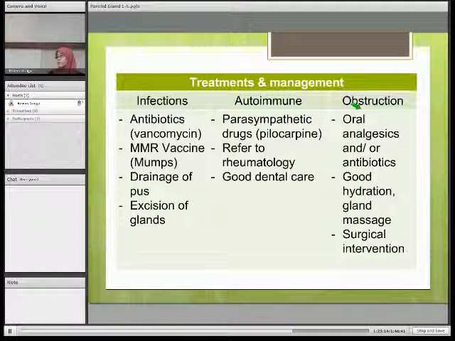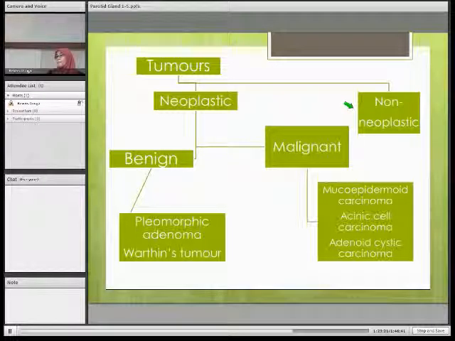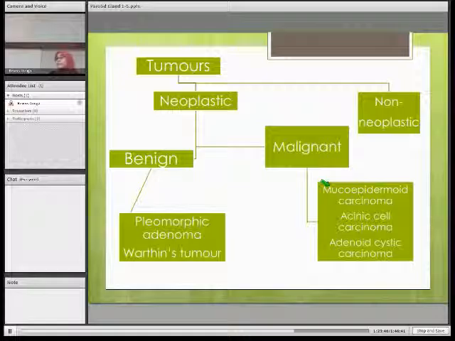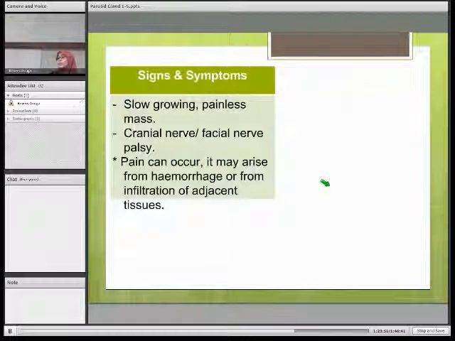Now going on to tumors. So there's neoplastic and non-neoplastic tumor. Just out of interest, 80% of all salivary gland neoplasms happen in the parotid gland, and 80% of that is benign. So these are examples of benign neoplasm, pleomorphic adenoma, Warthin's tumor, and malignant is so and so. I don't know to what extent we should know the details, as in the pathophysiology or histology of the tumor. So I'm only going to go through the signs and symptoms and how we treat them clinically.